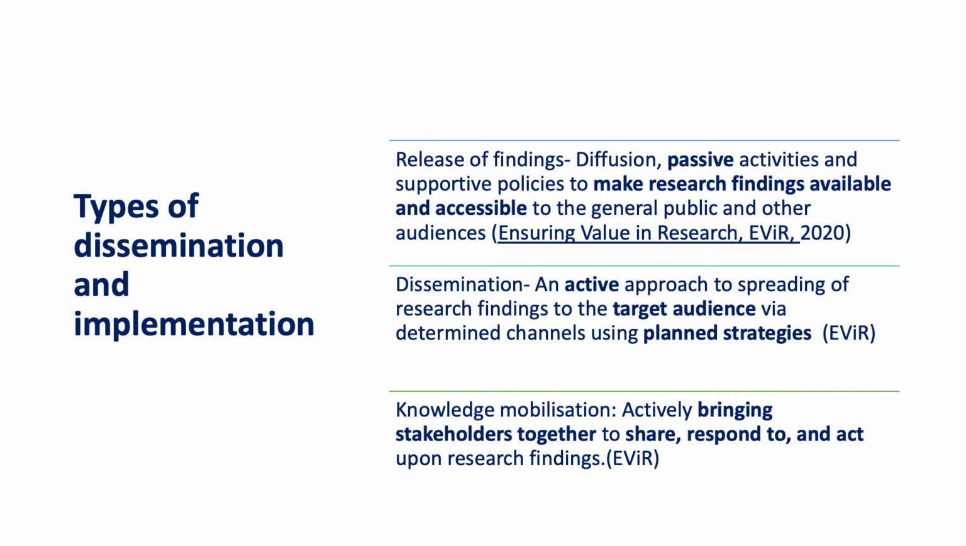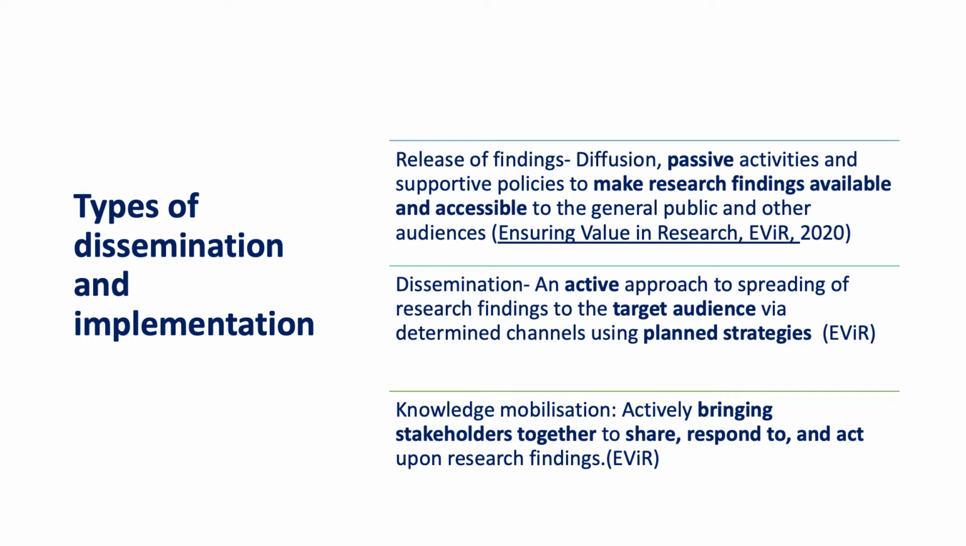So, ensuring value in research, the NIHR have been trying to standardise the way we talk about dissemination and implementation. And they've categorised this into three key methods. So one is quite passive activities to make research findings available and accessible. So this is further than academic publication, but just quite a passive activity.